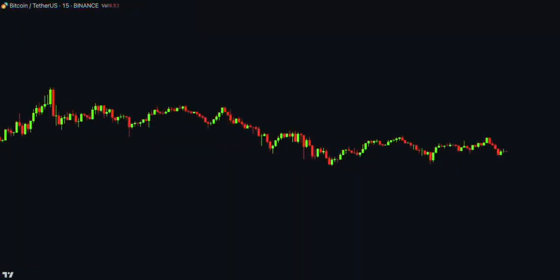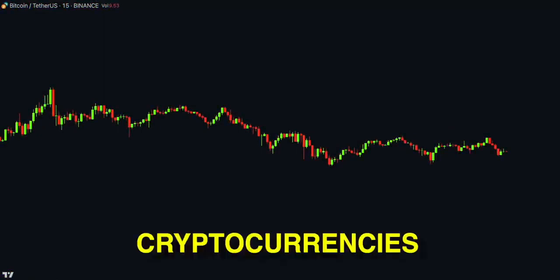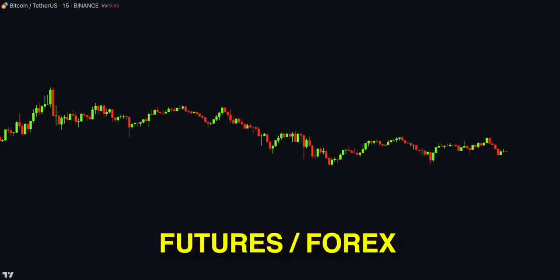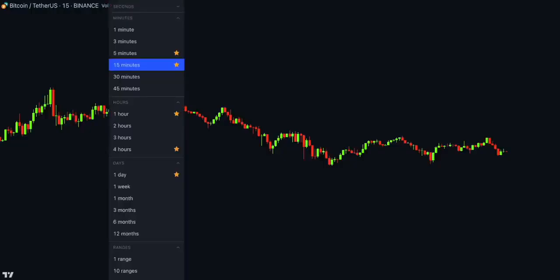As usual, I would like to point out that this technical analysis tool can be used for trading highly volatile cryptocurrencies, stocks, futures, and forex pairs. The most suitable time frames for this indicator are 5 and 15 minutes, 1 hour, and 4 hours.